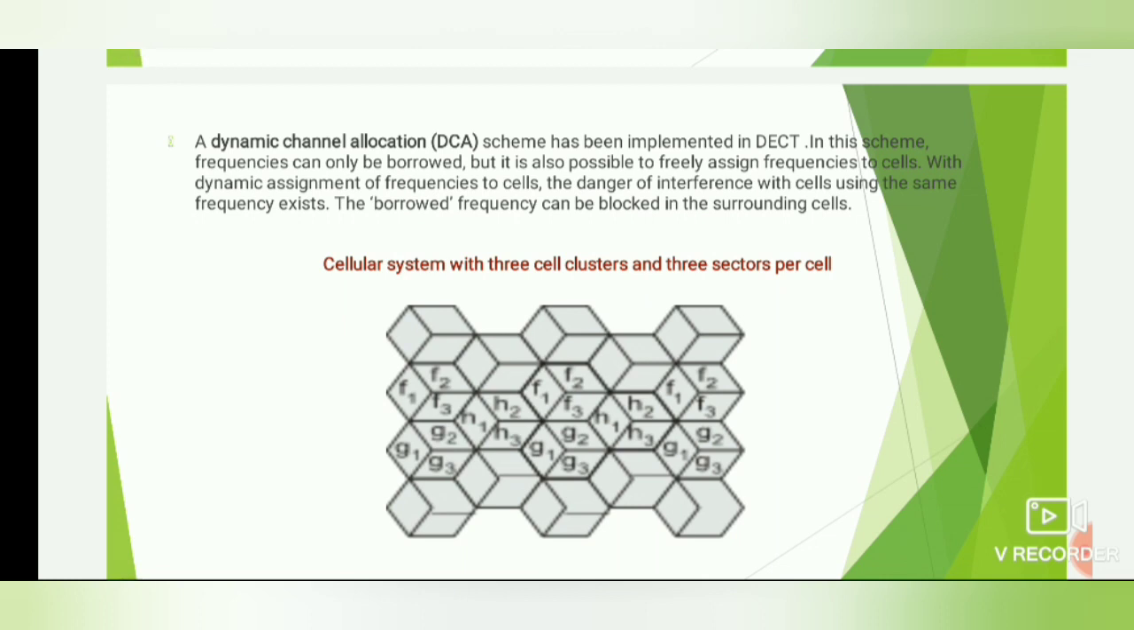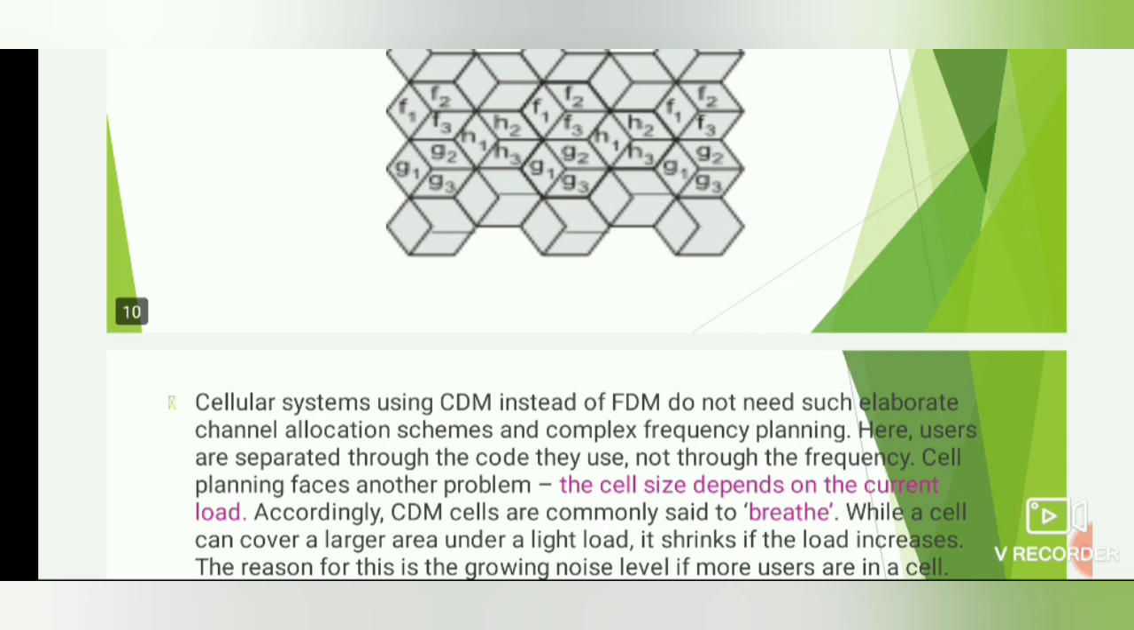In this scheme the frequencies can not only be borrowed, but it is also possible to freely assign the frequencies to the cell. With the dynamic assignment of frequencies to cells, the danger of interference with the cells using the same frequency exists. The borrowed frequency can be blocked in the surrounding cells. That is called dynamic channel allocation. This diagram shows the cellular system with 3 cell clusters and 3 sectors per cell. It is shown in 3 dimensions.